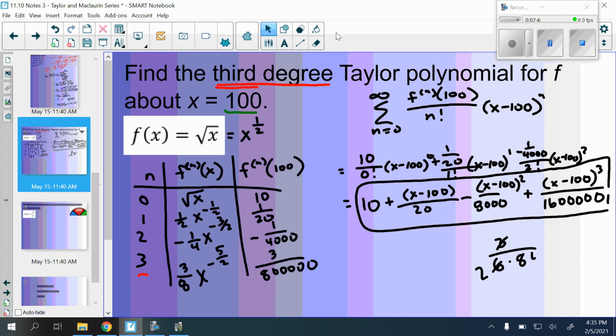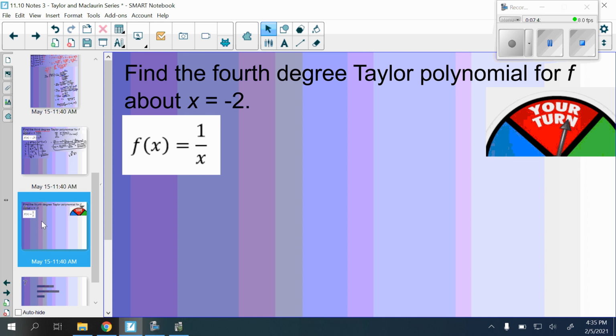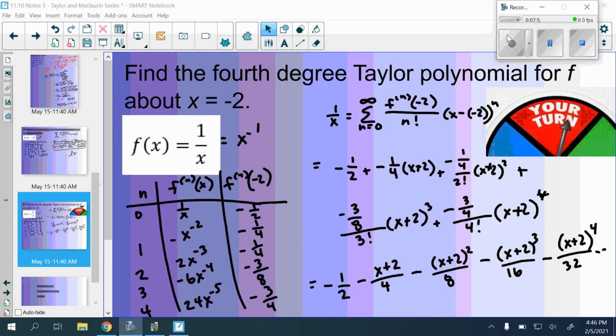All right, let's have you pause the video and try one out here. See if you can find the fourth degree Taylor polynomial about x equals negative 2 for the function 1 over x. So pause it and try it out. All right, let's see how you did here. Hopefully you had a chance to try it.